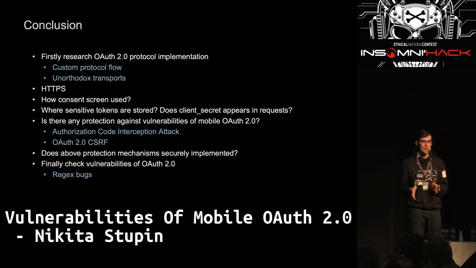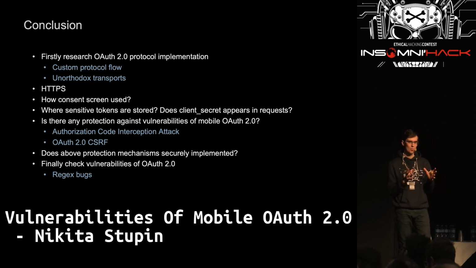And let me summarize it for you. Whenever you are building or testing a mobile auth implementation, you should firstly take a big picture of this implementation, like how it's implemented, whether there are unorthodox transports, or maybe there are some additional steps in OAuth, because we can make mistakes even when we're just implementing standards, and when we're adding something by ourselves to these implementations, there is a much higher chance for vulnerabilities.